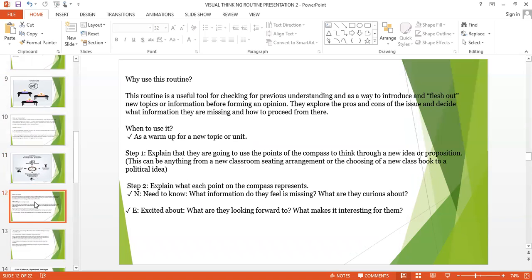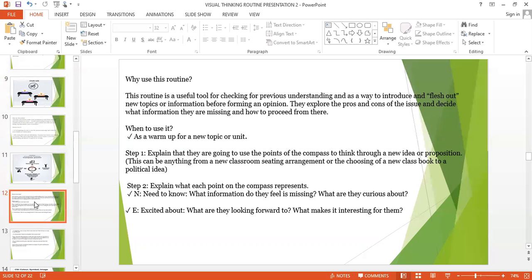So, why should we use this routine? This routine is a useful tool for checking for previous understanding and as a way to introduce and flesh out new topics or information. Before forming an opinion, they explore the pros and cons of the issue and decide what information they are missing and how to proceed from there. When can we use this routine? We can use it as a warm up for a new topic or unit.